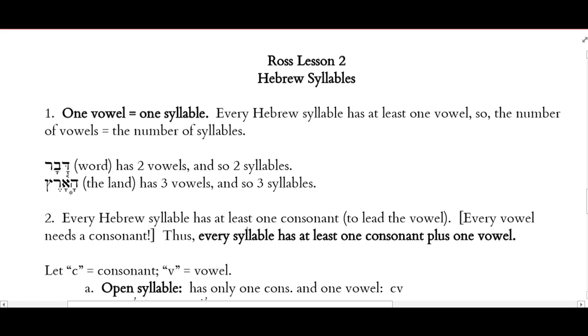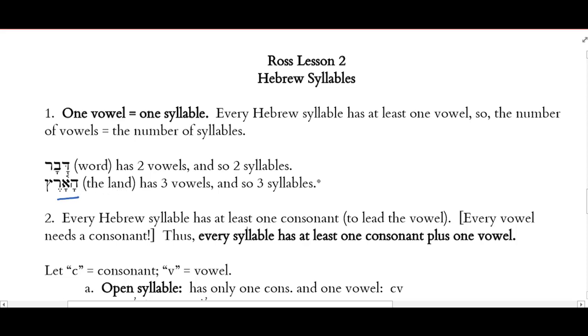If you look at the next word, we have a kametz and a segol. There are three vowels here, and therefore there must be three syllables. And in fact there are. If you listen to the pronunciation of this word, it's ha-a-retz. 1, 2, 3. This one had two syllables. This is davar, two syllables, because of two vowels. Three syllables because we had three vowels.